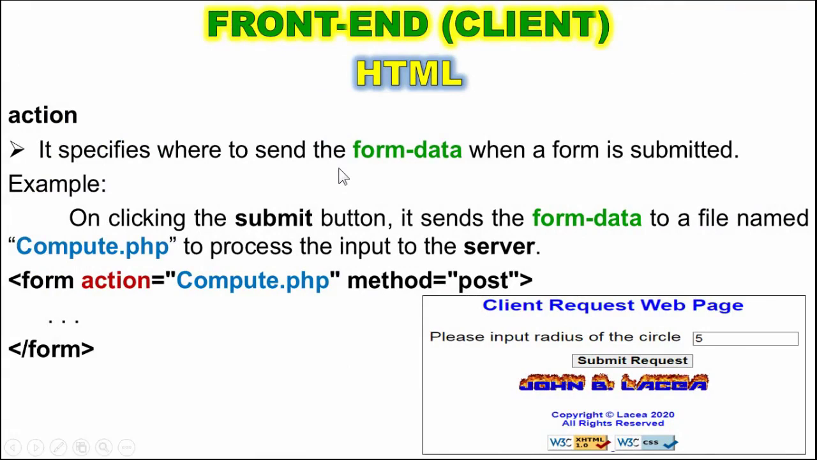The next topic that I discuss is HTML from the front end or client side. On the form tag, the attribute action specifies where to send the form data when a form is submitted. That is, when the user clicks the submit button, it sends the form data to a file named compute.php to process the input on the server.